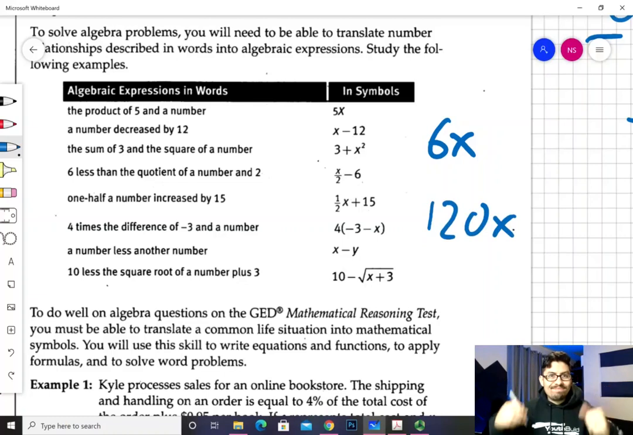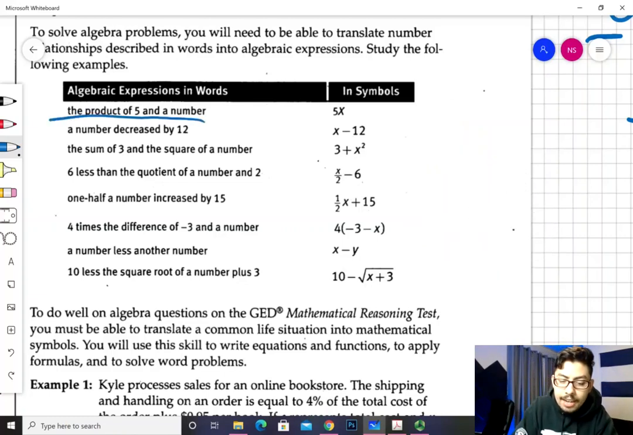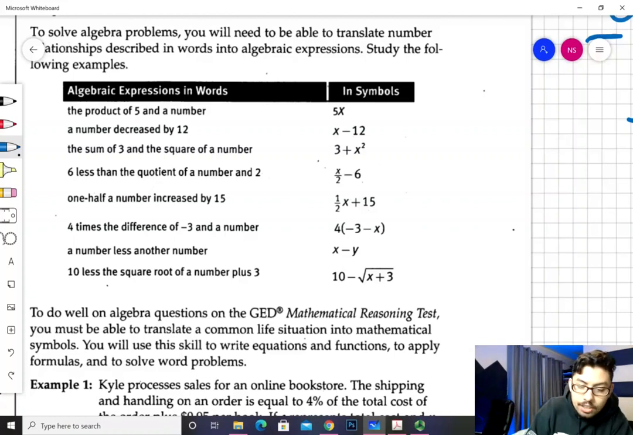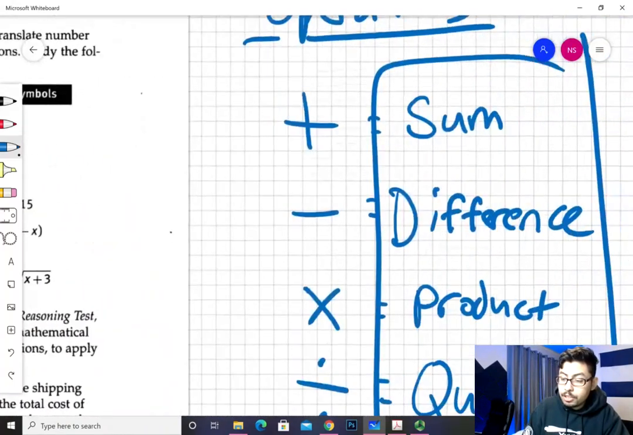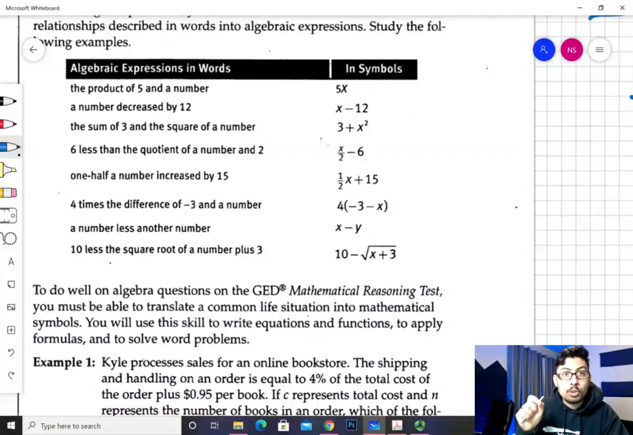120x. You get that? So from this point forward, whenever you see a phrase that's similar to that, you now know to associate it to something similar to that. So you're just going to go through your list and memorize them all. A number decreased by 12. Oh, decreased. All right. So they might give you difference for subtraction, but decrease is very specific. That is also subtraction, but that one's a lot more straightforward.